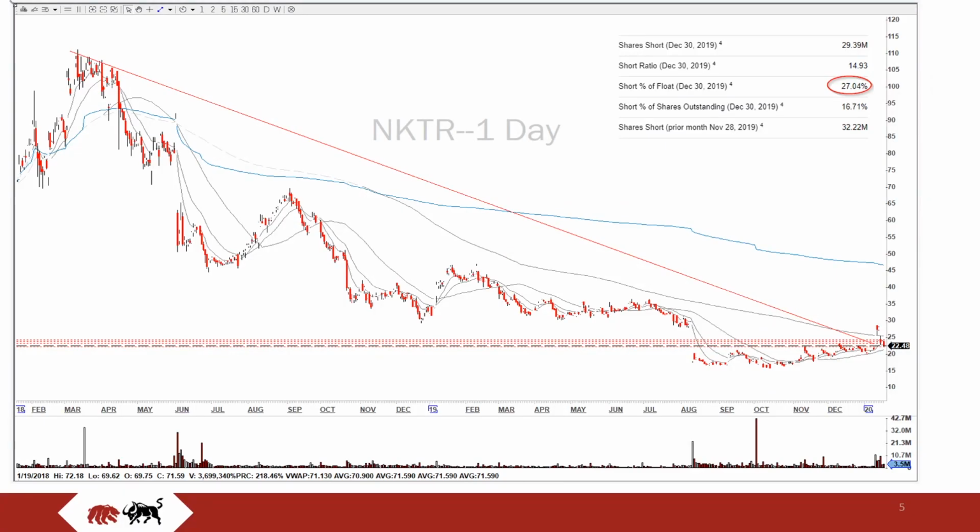Now here's another example of a short squeeze trade. NKTR on 15th of January. It's the most recent example. Was a stock in play. It was gapping down around 10% or 11%, and the short float is 27%.